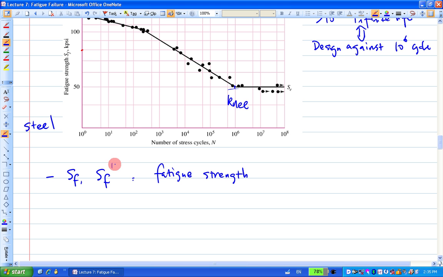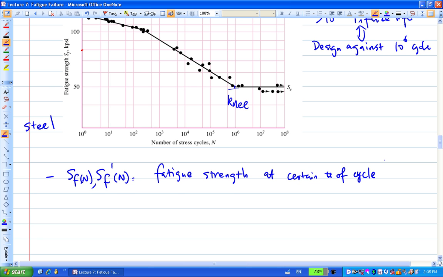Usually what we do is we use a bracket. So we use SF bracket N, SF prime bracket N here. The N is the number of cycles. So this is the fatigue strength at a certain number of cycles. That's what that symbol represents.